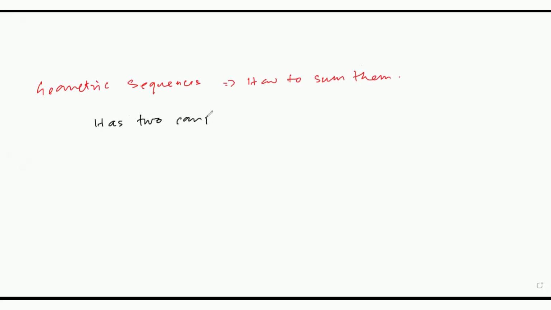Today, we are going to learn about geometric sequences and how to sum them. Now, what is a geometric sequence? A geometric sequence has two components. Let's call them A, which is the initial value, and R, which is the multiplier.